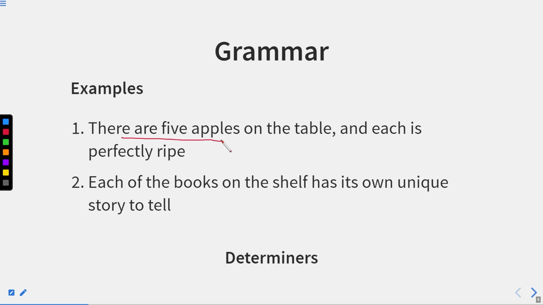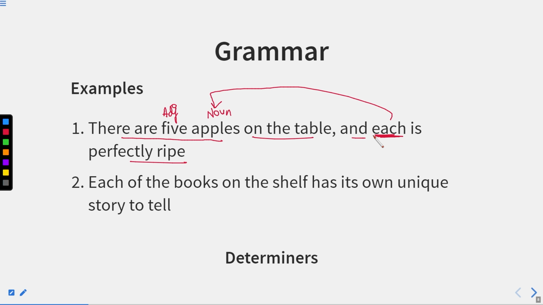There are 5 apples on the table, and each is perfectly ripe. So, we are talking about 5 apples. Now, apples are a noun and 5 is the number, so we can say that this is an adjective or a determiner. Now, what does this each refer to? Of course, it refers to apples. And we are saying each means 5 apples individually.